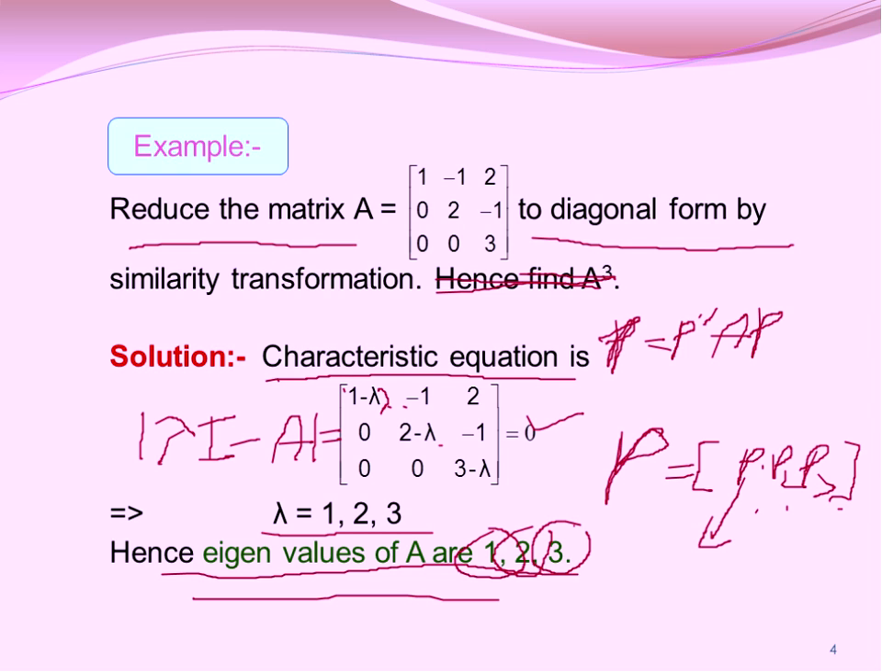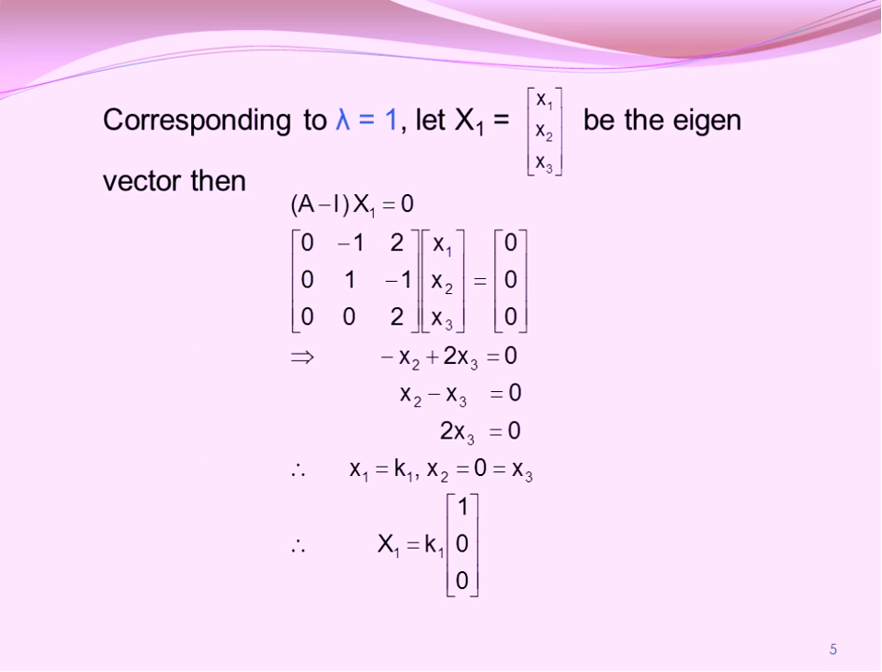So as we discussed, these are the eigenvalues. Eigenvalues of A are 1, 2, 3. So now our aim is to find the eigenvectors corresponding to each eigenvalue. We move further. First, step number 1: we will find the eigenvector corresponding to lambda equal to 1.